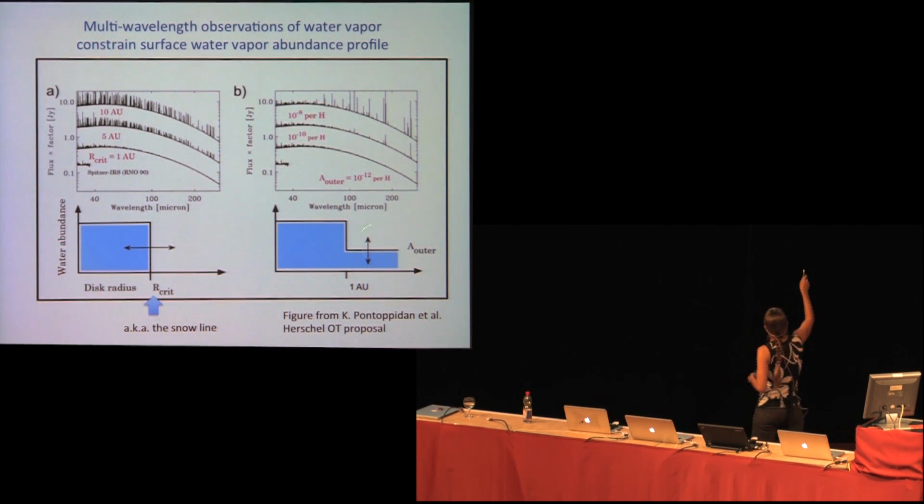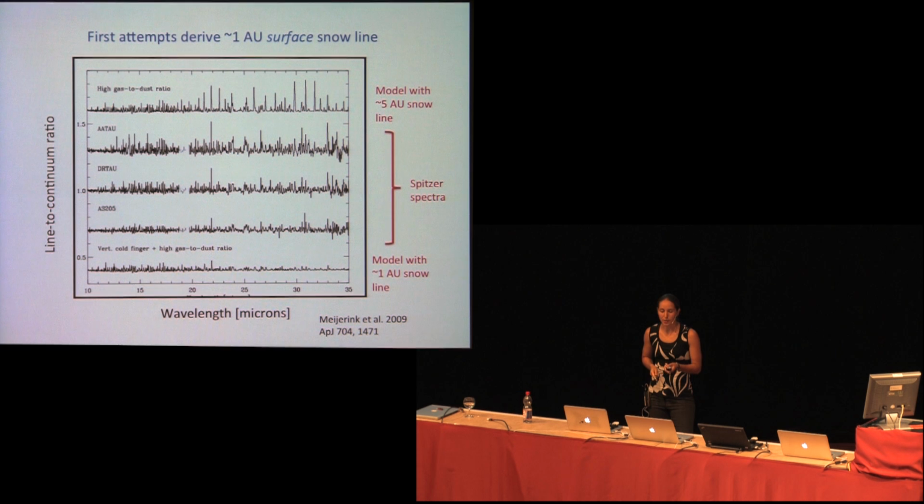You can also play with other parts of that distribution. You can change the outer disk abundance, for example, or the inner disk abundance. And you'll also notice that they're not degenerate. So you can actually have some hope of really deriving the water vapor abundance profile.